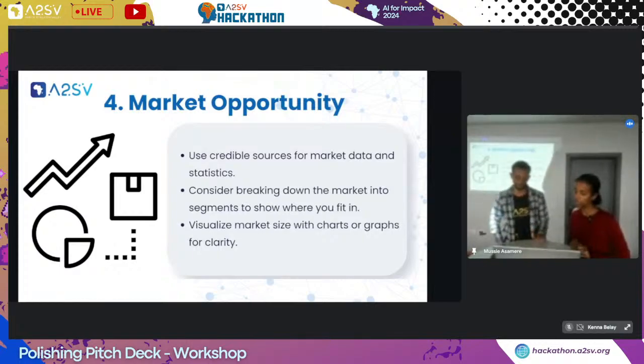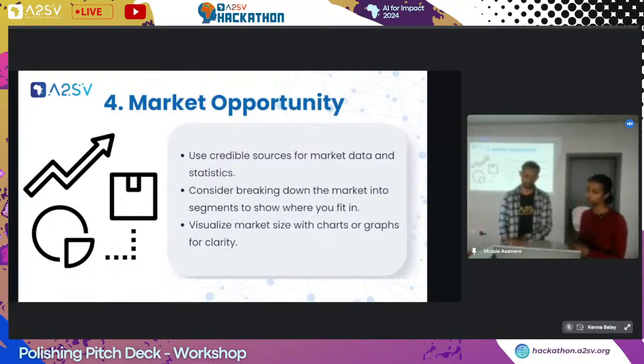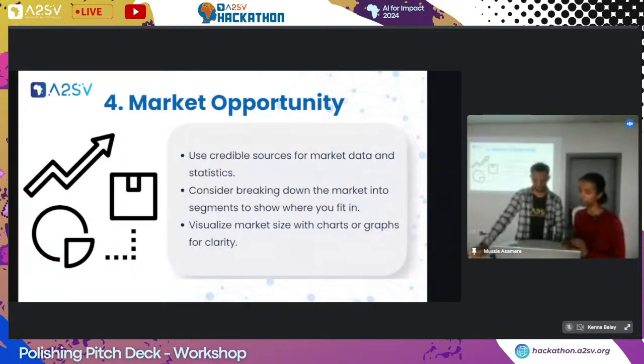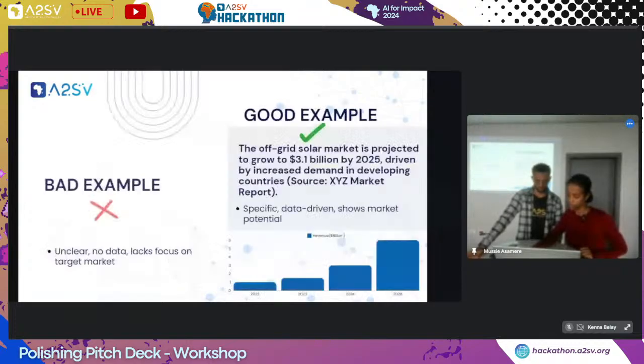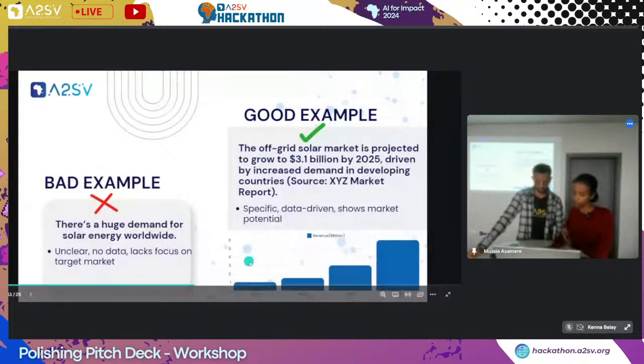For the market opportunity, you want to use credible sources for your market data and statistics. You want to break down your market into segments where it would fit in, and you want to have charts, graphs, any sort of visual graphics that you can have to make it visual where your product fits in the market. So, for example, you could use a bar graph similar to this.